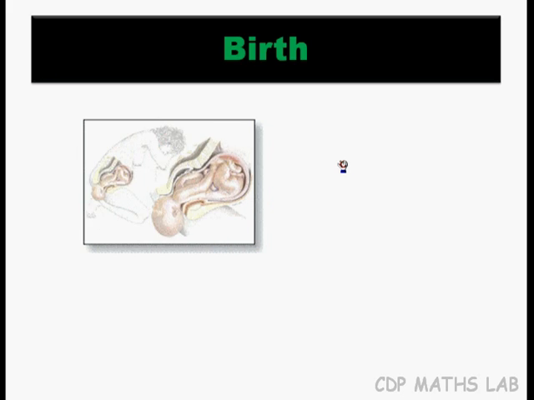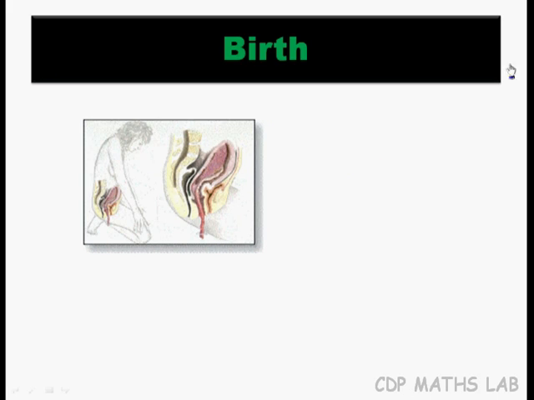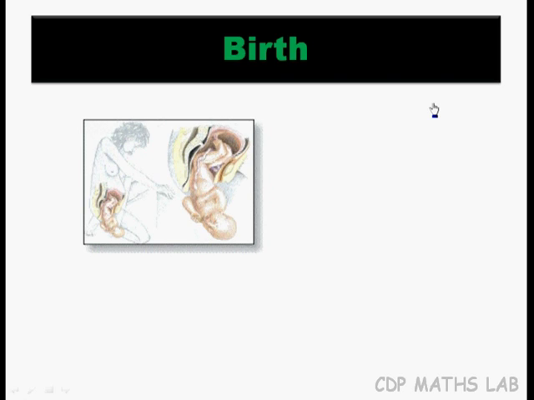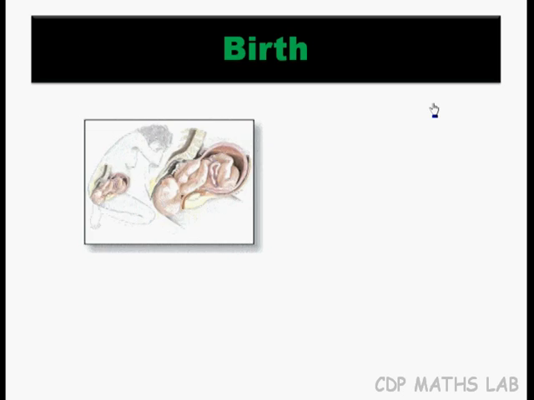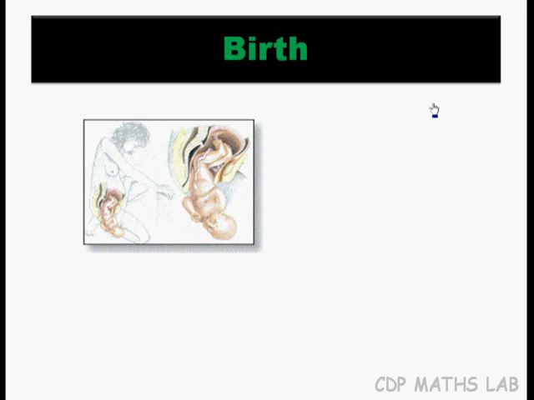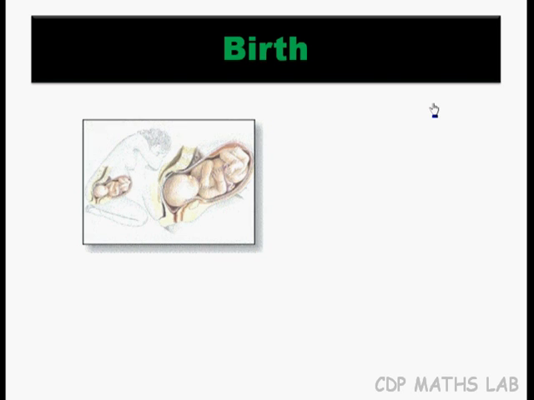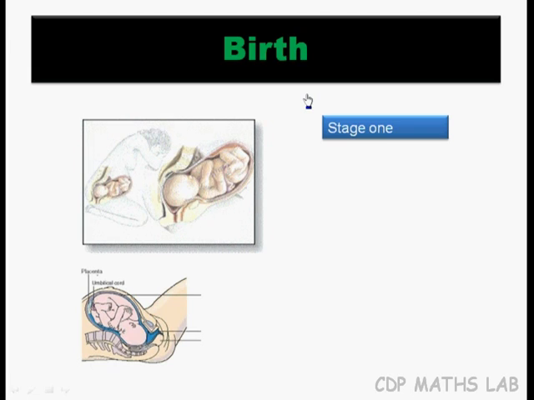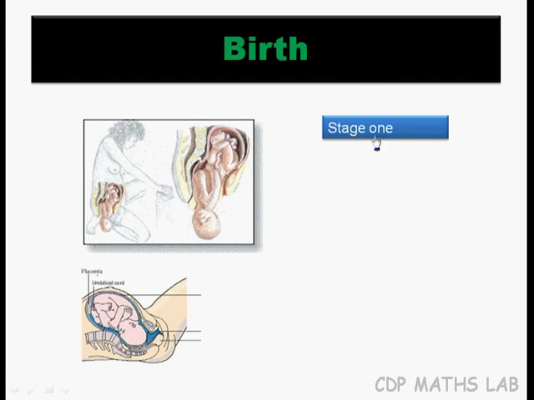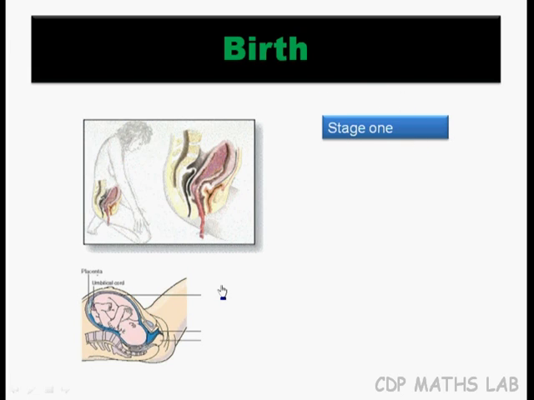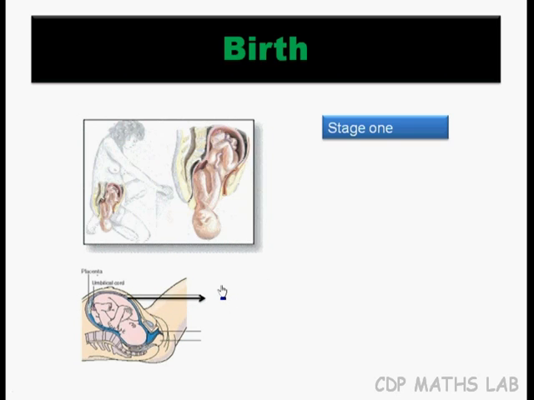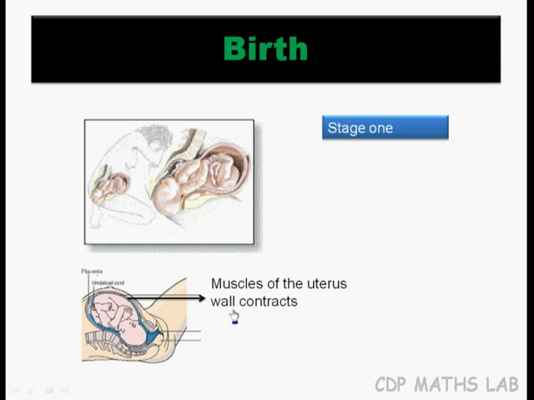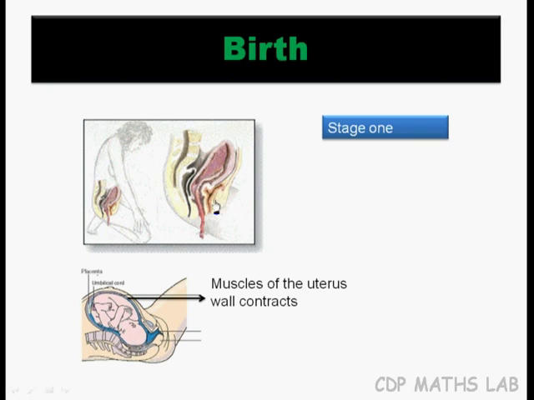Now, birth. Now, pay close attention to what's happening in this animated picture. Now, there are three stages in birth. Stage one. This is what happens in stage one. Muscles of the uterus wall will what? Contract. Look at the animation picture carefully.